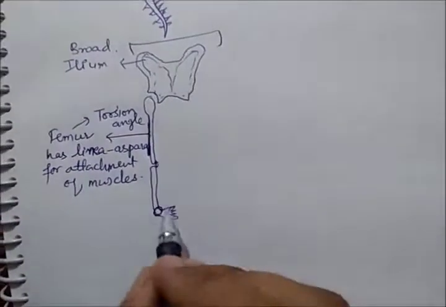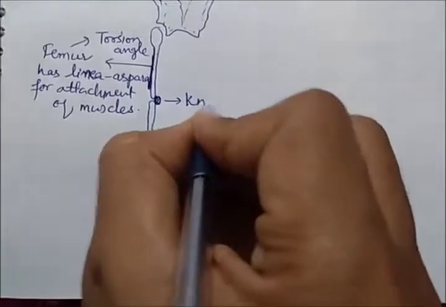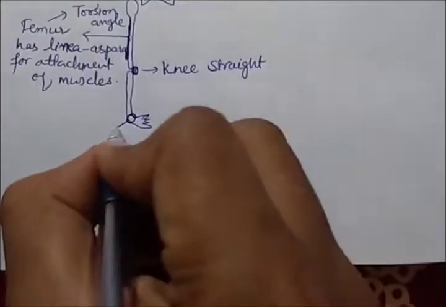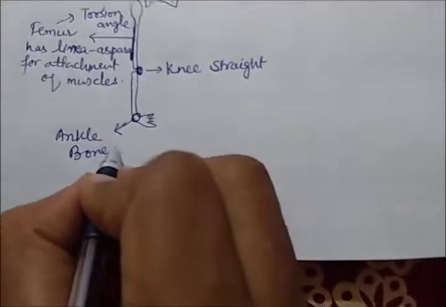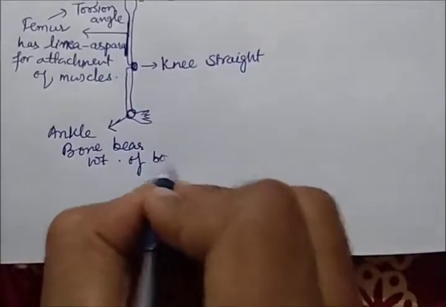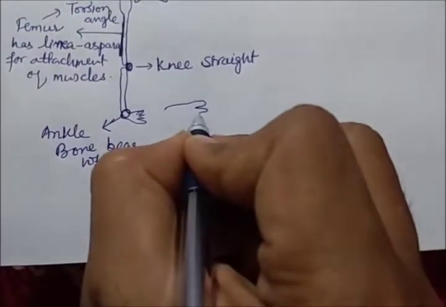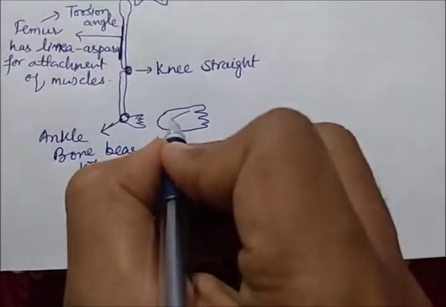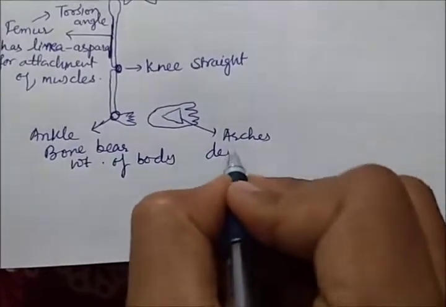The next is straight knees, another feature. Then we'll move down to the ankle bone, which is used to bear the weight of the body. And then we'll move on to the feet. Feet have developed arches. Just like we have lines on our palm and sole, they also had arches on palm and soles. So this is the last feature.